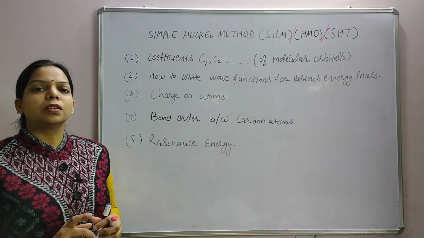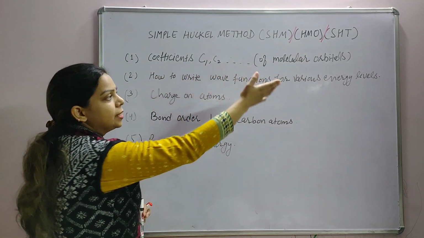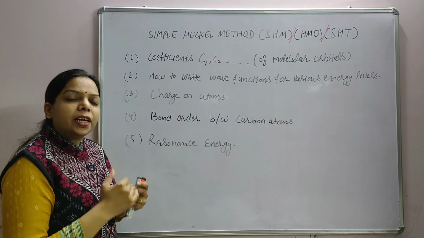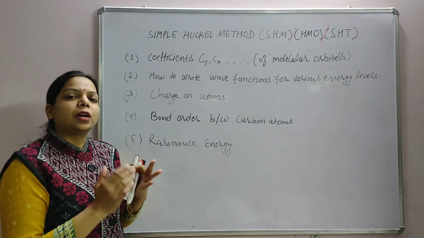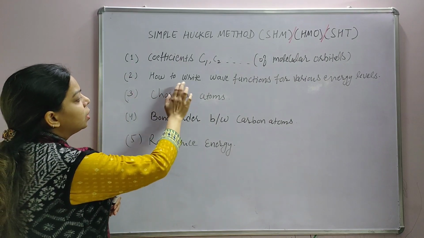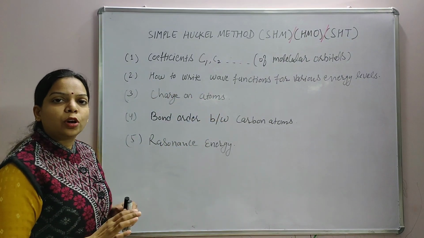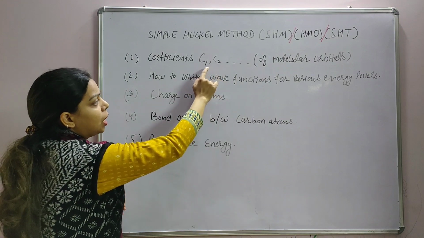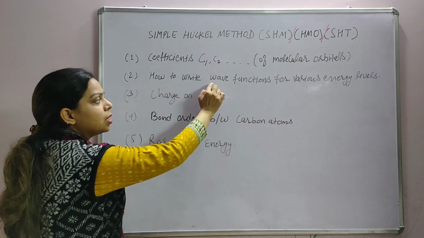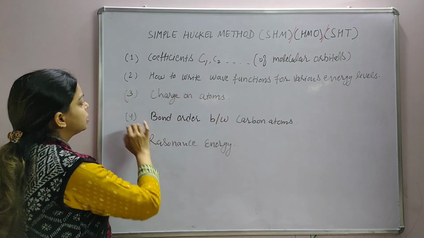First, we will learn how to calculate the coefficients C1, C2 and so on of the molecular orbitals, like bonding and anti-bonding molecular orbitals, which are formed after the combination of atomic orbitals. Second, we will write the wave functions for the bonding and anti-bonding molecular orbitals on the basis of these C1, C2 coefficients. Once we calculate these values, we will be able to write the wave functions for different energy levels.